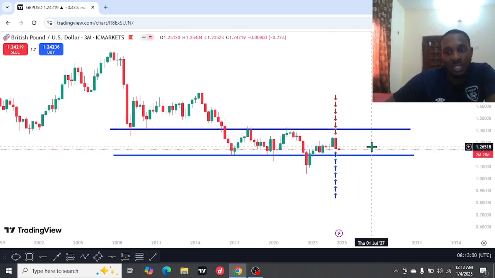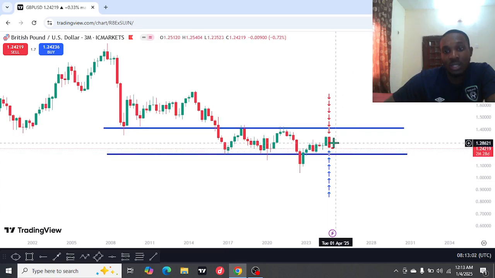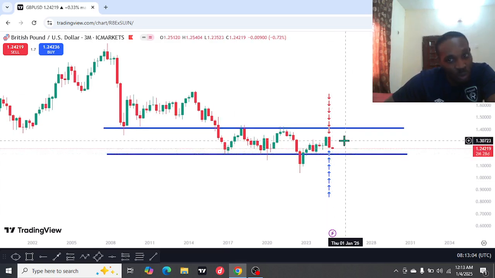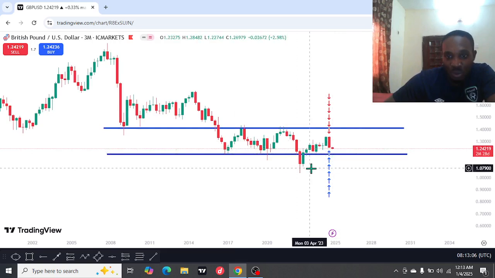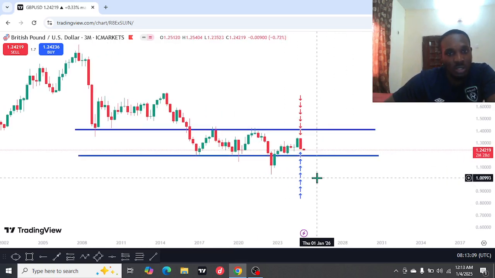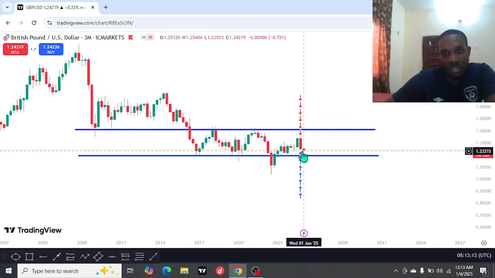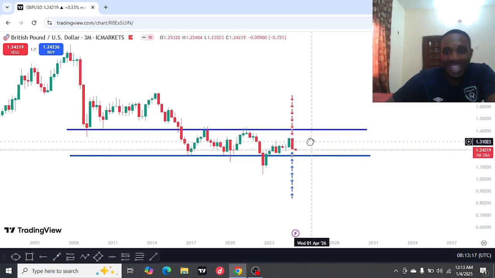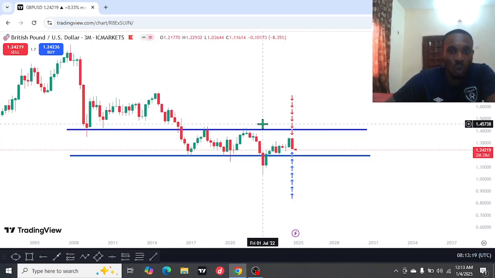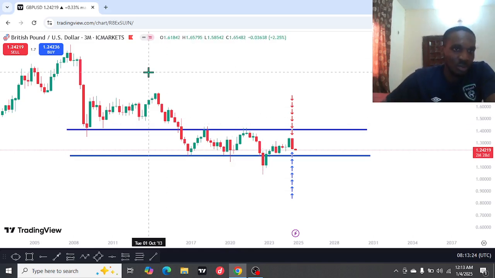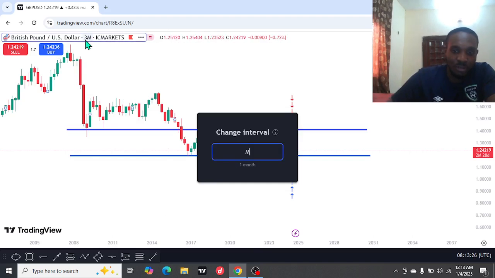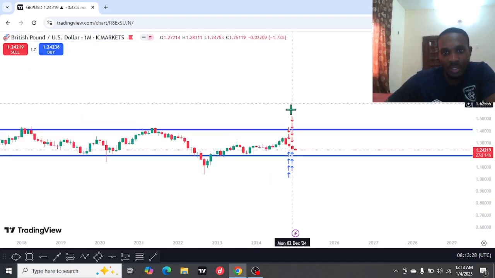So one of two things can happen. It could either test it and bounce up, or break it and make a new support again. From the 3 months time frame, I can see a bearish candle forming. So the market is likely coming to test this support zone, or there will be a break of structure. So let me go down to the monthly time frame. This is resistance and this is support.